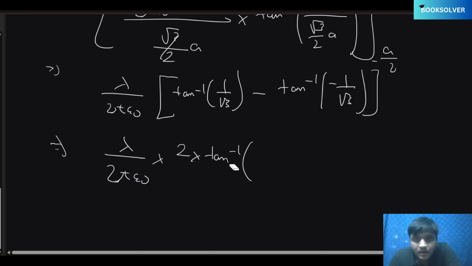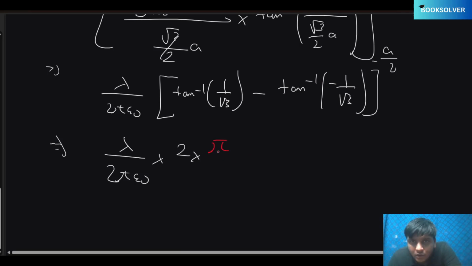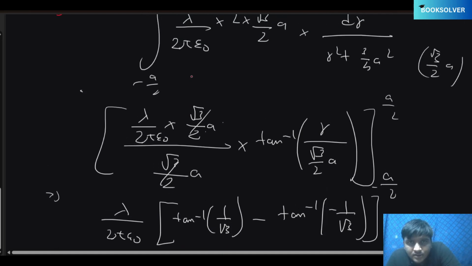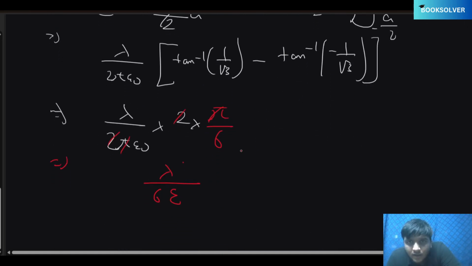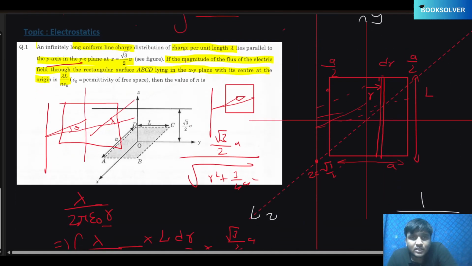Let's write the answer finally. 2 times pi by 6, that is pi by 6 minus minus pi by 6, cancelling 2 here. So we get our final answer as lambda by 6 epsilon naught, pi also gets cancelled. Into, I think L should be there. L was not cancelled initially, L was a constant there. So lambda L by 6 epsilon naught. See whether it is matching our format. Yes, it is absolutely matching, and we found our value of N is equal to 6 here.